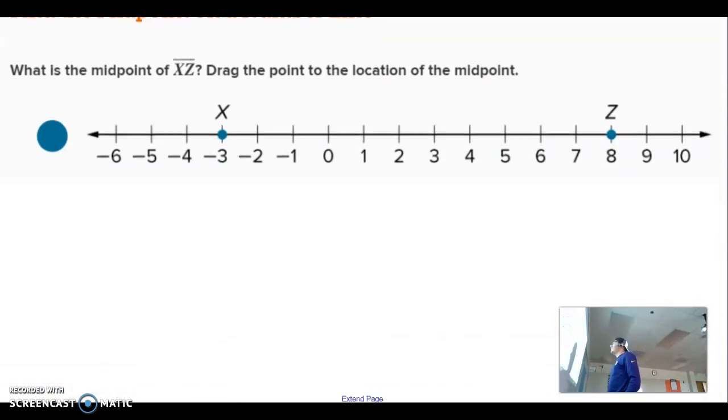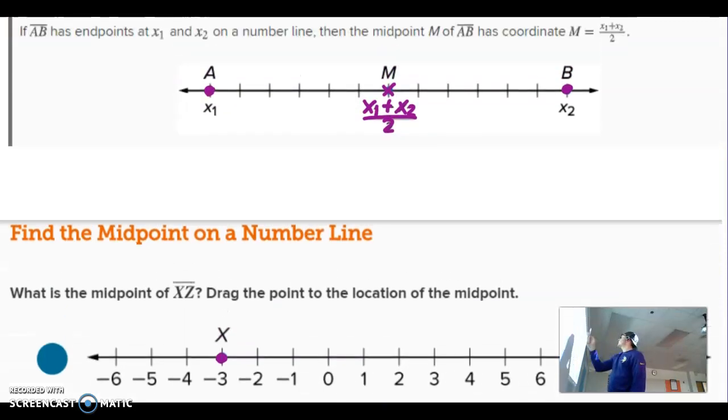So what I see here, I've got my first point X at -3, my second point Z at 8. So I could do this a couple ways, all right? But I need to find the middle. One way you could do this is exactly what we saw up top. Take the 2 points, add them up, divide by 2. That is where your midpoint is going to be.